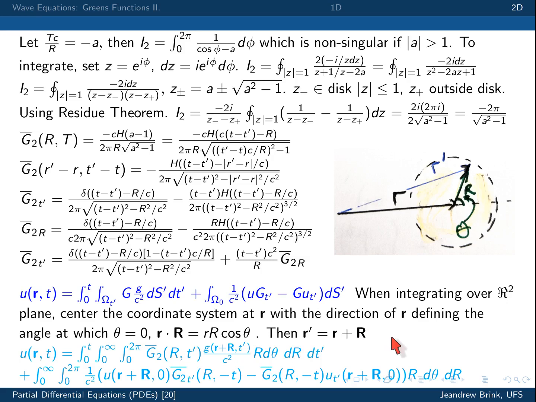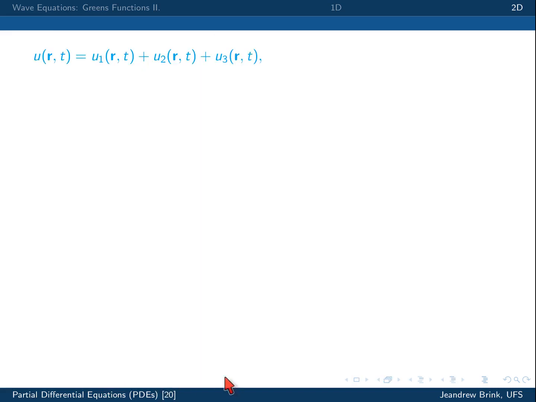Now I'm going to look at each term in particular. Ironically, the hardest term is the one that makes use of the initial condition that's given, because you have to use this G2 t prime derivative, which I've simplified somewhat, but it still has this rather complicated term where you take the derivative with respect to R. I'm going to show you how we deal with that.